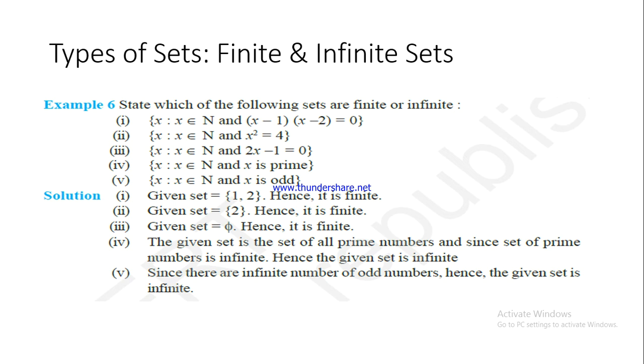On the other hand, have a look at the fifth example. X such that X belongs to N, which means X is a natural number, and X is odd, which means the value of X could be 1, 3, 5, 7, 9 and it could go on till infinity, and that is why this is going to be an infinite set. Is this okay? Now the task for you is to have a look at other questions also and try and understand the logic and try and solve them on your own.